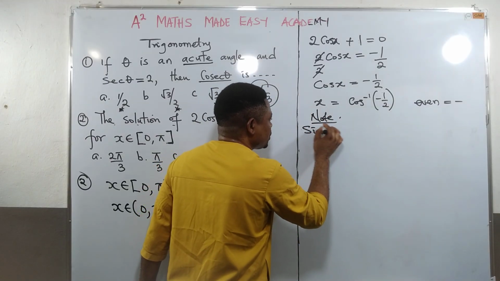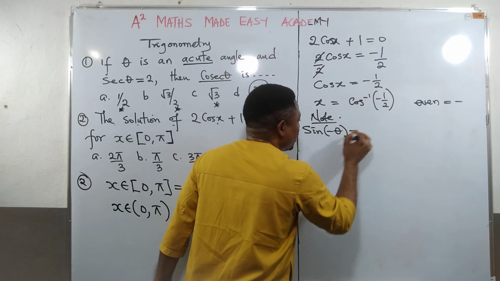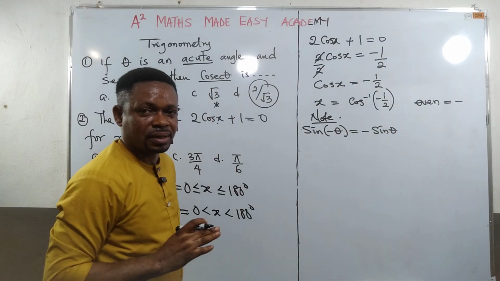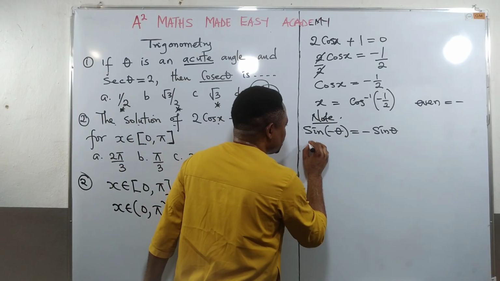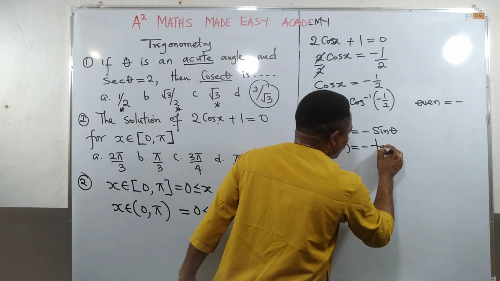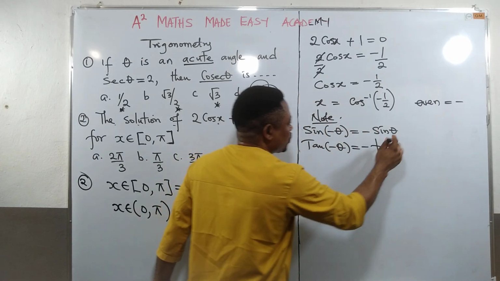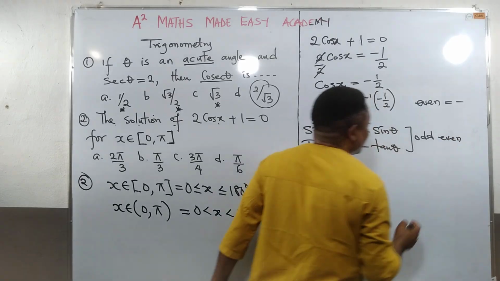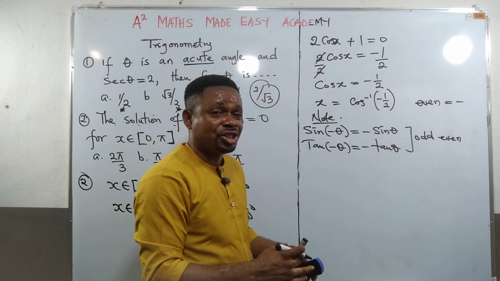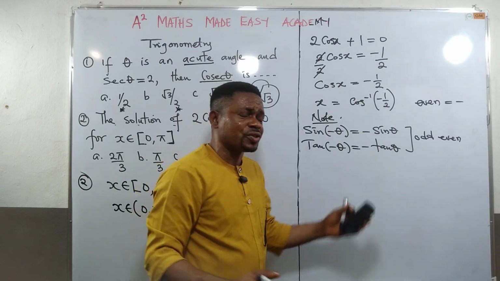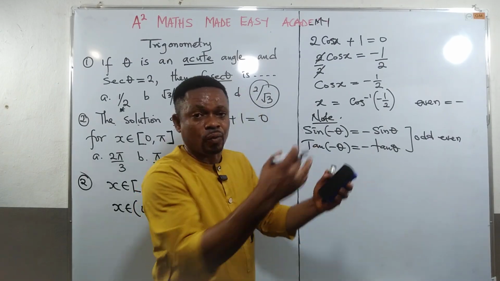If you are given sine of minus theta, I can recall it as minus sine theta. Which means if you are given tan of minus theta, I can still call it minus tan theta. Do you know why? This particular tool is called an odd function. The reason is because in a graph, there is always change in the value of the domain. I'll still talk about calculus when we're discussing function.